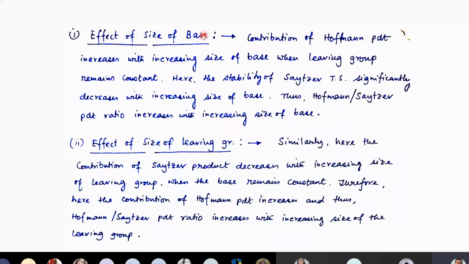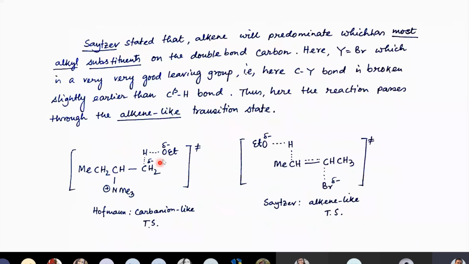First is the effect of size of base. Depending on the effect of size, your Hofmann product or your Saytzeff product could dominate. What happens if the size of the base is increased? In this case, your Hofmann by Saytzeff product ratio actually increases because, see, if the size of base increases, this base would face less steric crowding with these two protons.